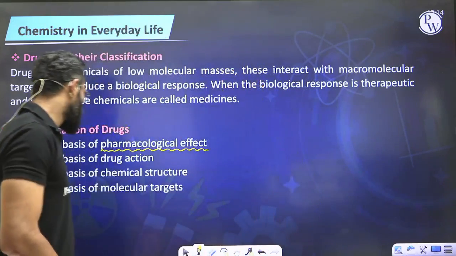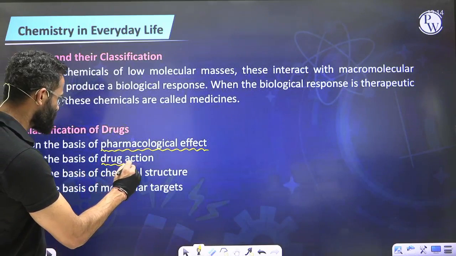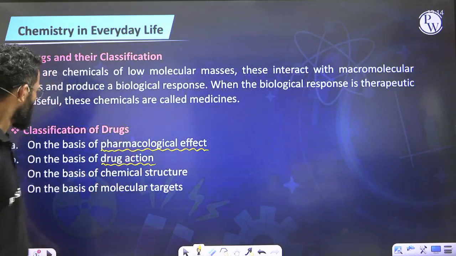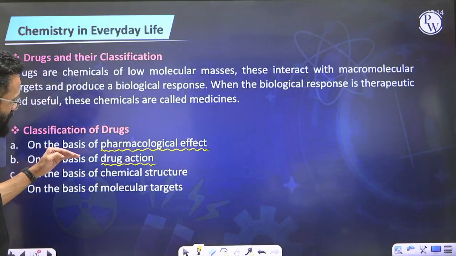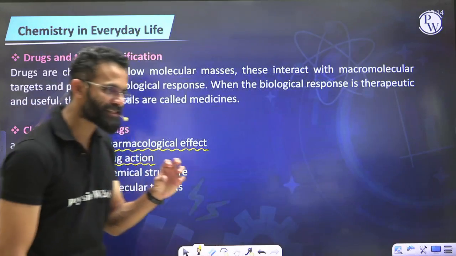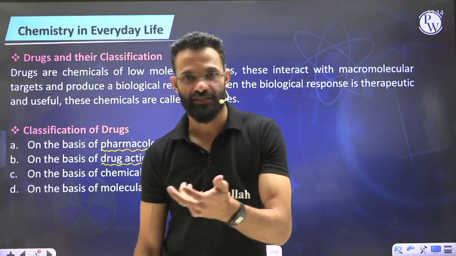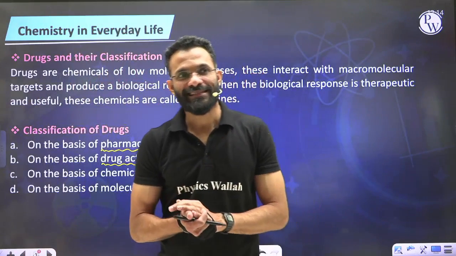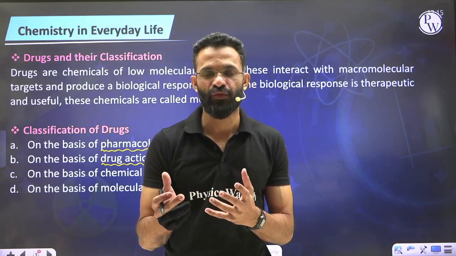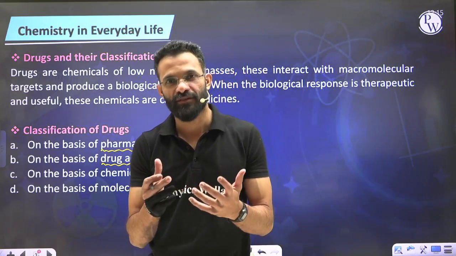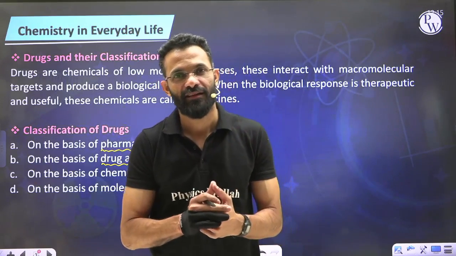Second classification of drug is on the basis of drug action. Well, this kind of classification talks about a particular medicine acting upon a particular biological process. For example, let's say in our body, because of something, we are experiencing inflammation, which is eventually going to cause a pain in some part of our body.